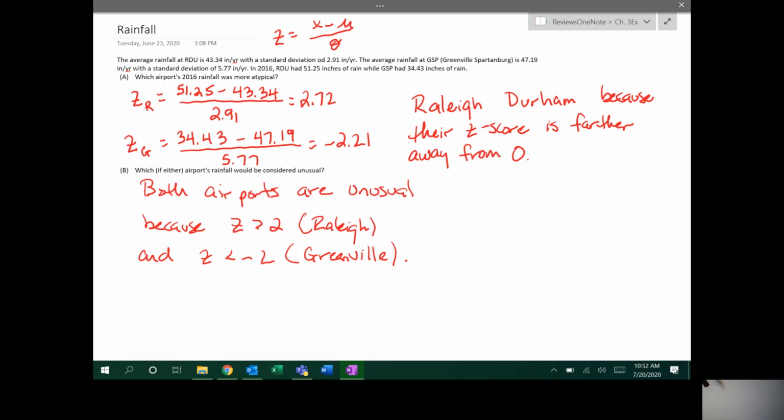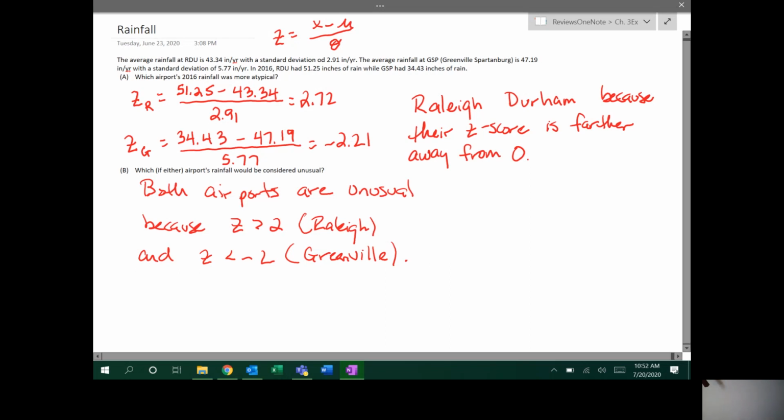So a nice application of z-scores, they're meant to really compare apples to oranges. How do you compare North Carolina to South Carolina's rain? We can do that with z-scores. And as always, if you've got a question, please ask your instructor.